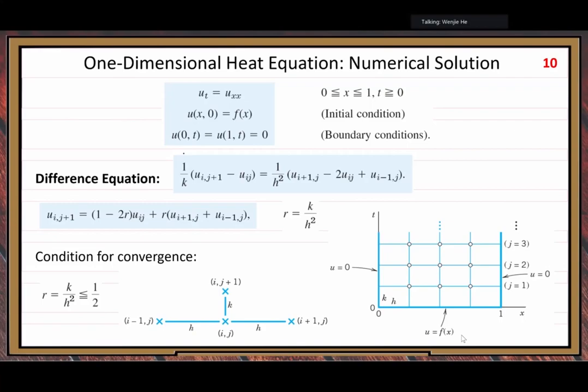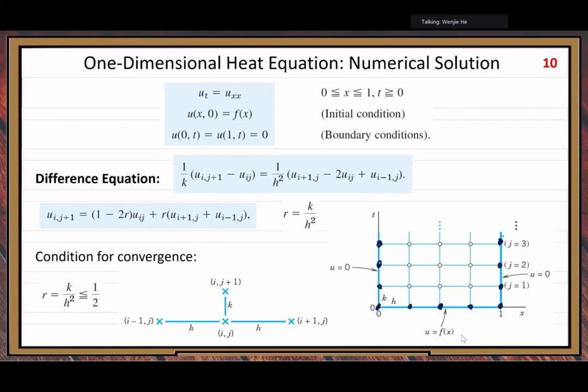When we start, we need to have initial known values. So what are the initial known values? All these values are known. And before we do calculation, all these little circle points are unknown.